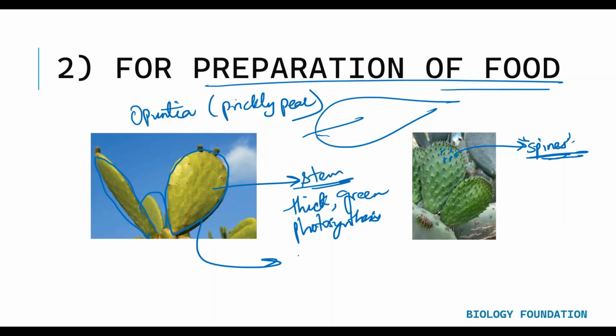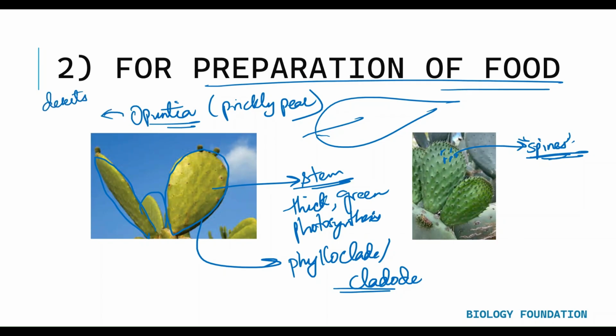This modified stem that you see in Opuntia is known as phylloclade, or it is also known as cladode. Phylloclade or cladode is the modified stem that is seen in Opuntia. Now, Opuntia is a plant that grows in deserts, that means in dry conditions. Under dry conditions, we know that water availability is very less to the plant. So that's the reason these stems store water and they are quite thick. Why are the stems very thick? Because they store a large amount of water in them.